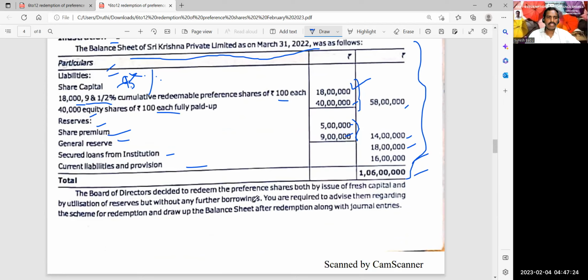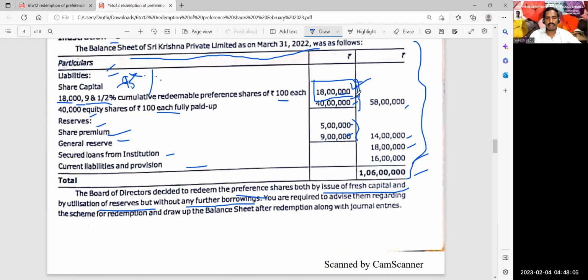So you could notice this, I think, yes. The board of directors decided to redeem the preference shares both by issue of fresh capital and by utilization of reserves, but without any further borrowings. So what does it mean? It means preference shares. How many preference shares are there? 18,000, that is 18 lakhs. So this much of preference shares have been decided to be redeemed. For which, how much do you need? Minimum 18 lakhs.